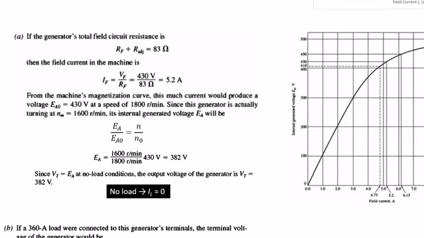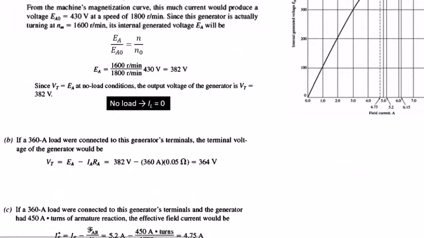Okay, now to solve the problem, as I said before, we are going to use the fact that the speed is directly proportional to the internal generated voltage. So the speed is proportional to the internal generated voltage, meaning that if you have two speeds, their ratio will be equal to the ratio of the internal generated voltages as well.